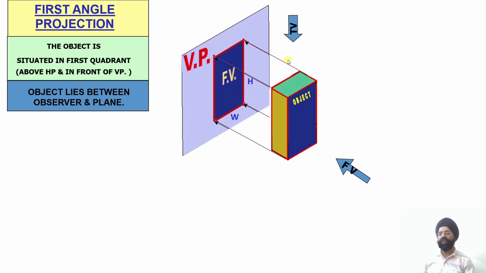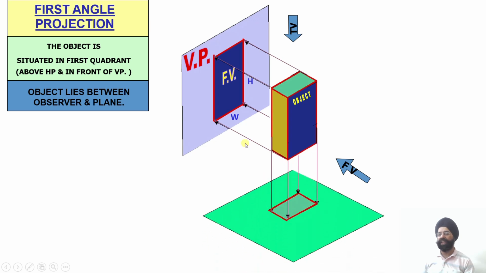Now next, when the observer is looking at this object from the top, then once again the rays of sight or the projection lines will be perpendicular to the plane of projection. Even in the front view, the rays of sight were perpendicular to the plane of projection and parallel to each other. Whenever the observer looks from the top, on the horizontal plane, the projections obtained will be called plan or top view. And in the top view, we have the width and the depth of the object.